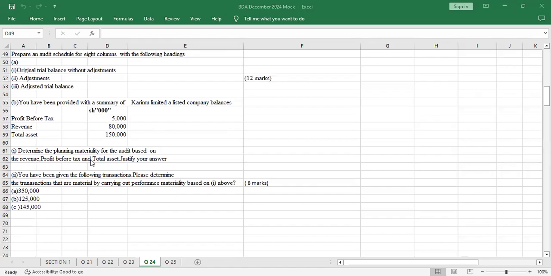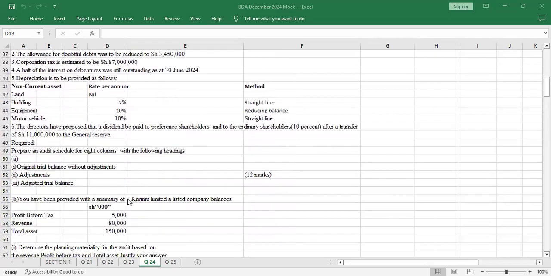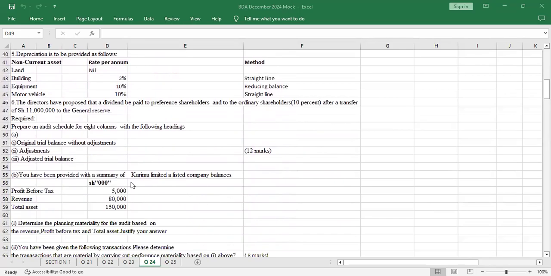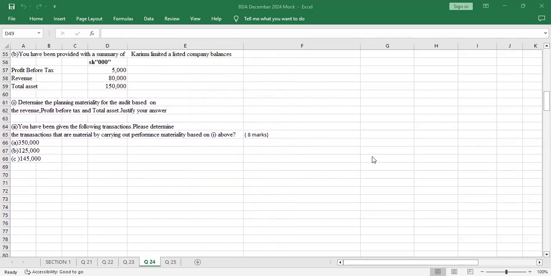So we'll determine the planning materiality. Then we'll use these transactions to determine which transaction here is material by carrying out what we call performance materiality. Okay, so I'll start with part 2. I'll prepare an audit schedule for 6 columns with the following headings. So I'll do that down here.